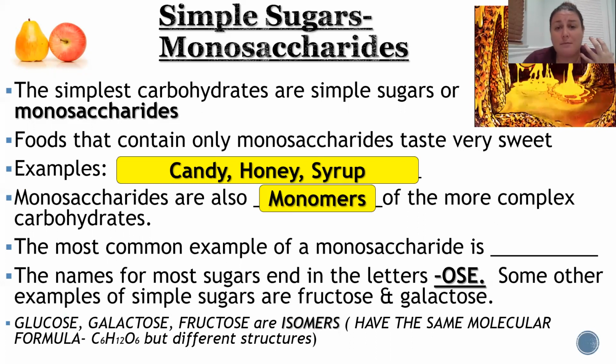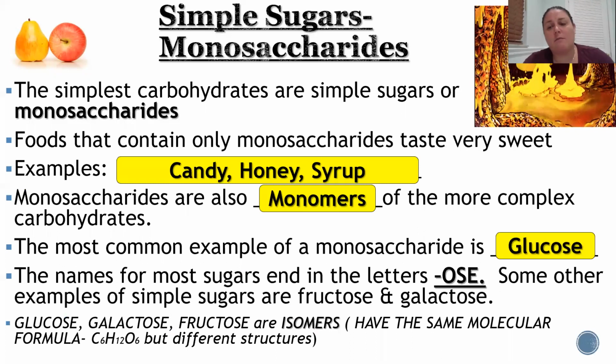Monosaccharides are going to be monomers, right? They're going to make our more complex carbohydrates, which are going to be polymers. So we're going to be stringing these monosaccharides, these monomers, together to make our complex polymer. And the most common example you're going to see of a monosaccharide is glucose.